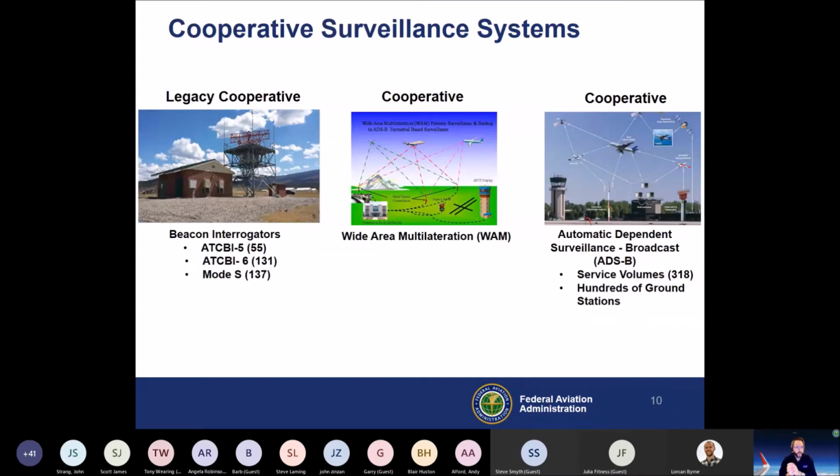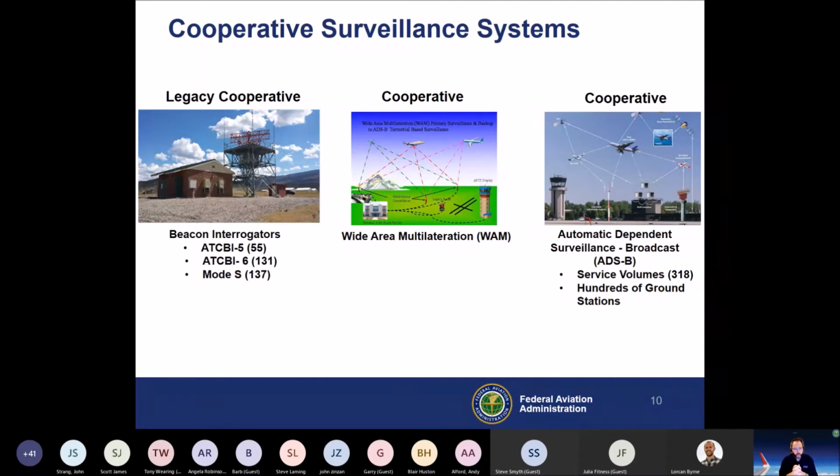Then we get into the cooperative surveillance world, where we have beacon interrogators. It's a little bit more sophisticated form of surveillance, where we send up a coded signal to aircraft avionics, which interpret that and then send back a reply, which includes identity and altitude information. So we get more information, more precise information out of these systems. They're cooperative because you need to have the equipment on board the aircraft to be able to use this surveillance type. We have a number of variants listed there.